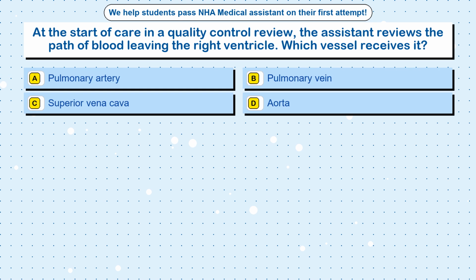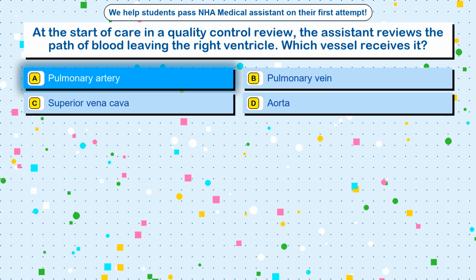At the start of care in a quality control review, the assistant reviews the path of blood leaving the right ventricle. Which vessel receives it? Option A, pulmonary artery. Option B, pulmonary vein. Option C, superior vena cava. Option D, aorta. The correct answer is option A, pulmonary artery.